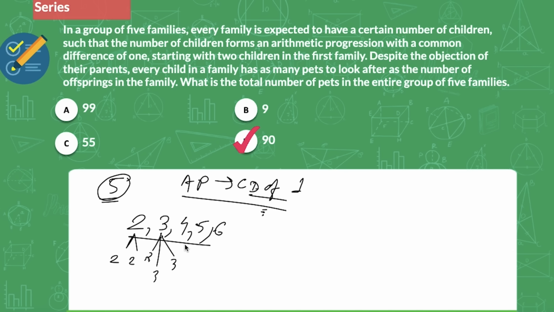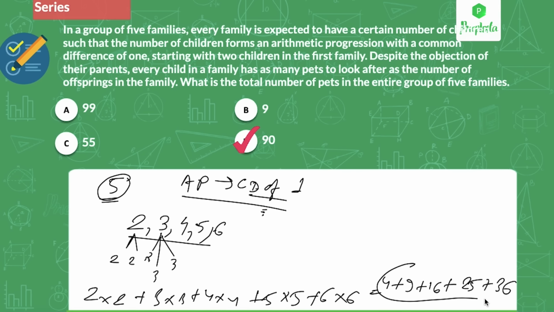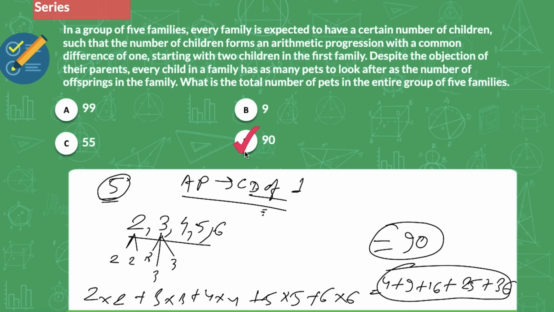So similarly, 4 children with 4 pets each, 5 children with 5 pets each, and 6 children with 6 pets each. So I can write it as 2 into 2 plus 3 into 3 plus 4 into 4 plus 5 into 5 plus 6 into 6. Yes, which is nothing but 4 plus 9 plus 16 plus 25 plus 36. Found out to be a series of the squares of the numbers starting from 2 to 6. When we add them up, we get the answer as 90.